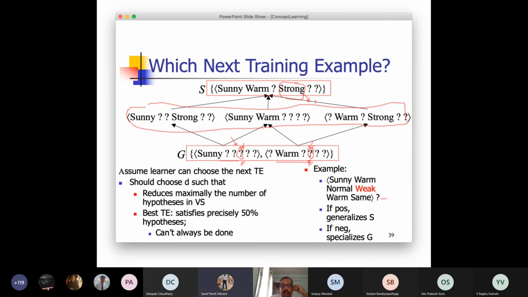Sir, why are we only considering the one factor weak? Why can't we consider the other ones also? No, no. You are not considering one factor, weak. You are considering the whole tuple itself. Depending upon the kind of training examples you have, you will find that it has its effect. That's why I have highlighted it. I'm not considering only weak. We are considering the whole record itself.